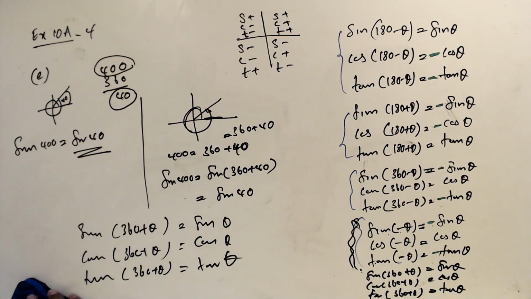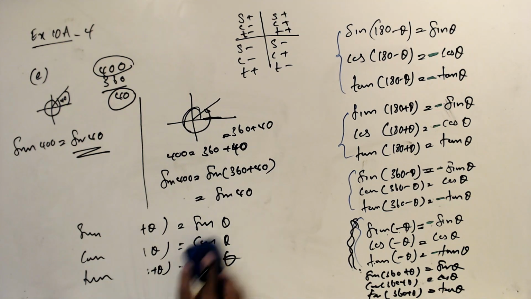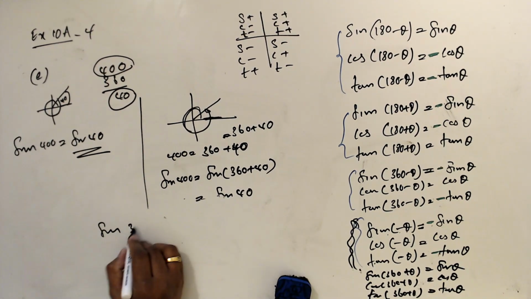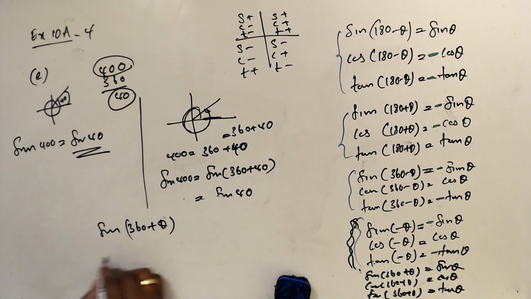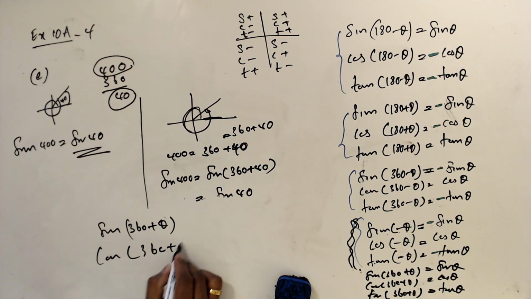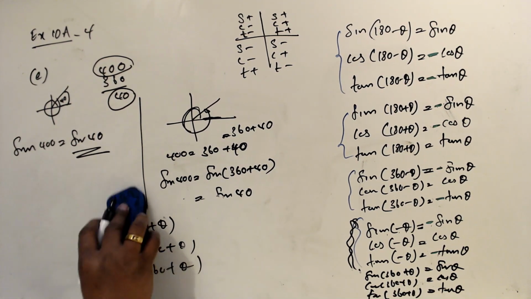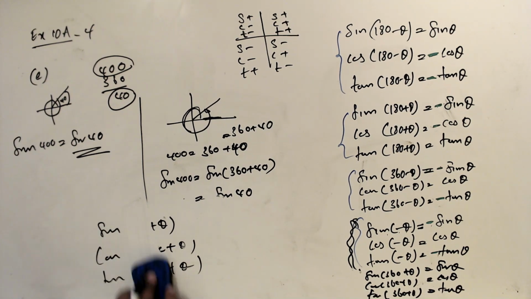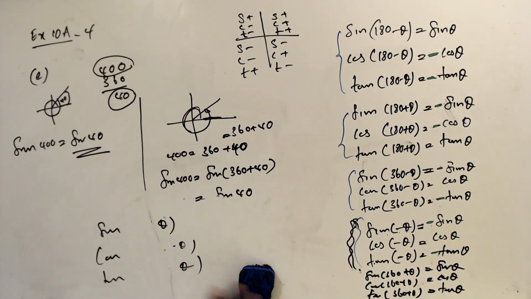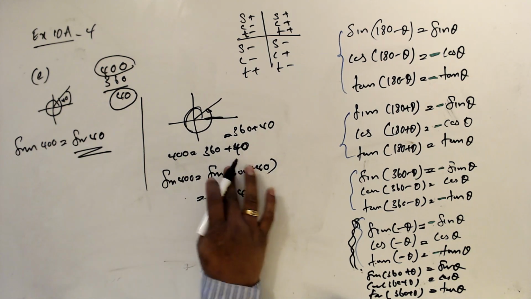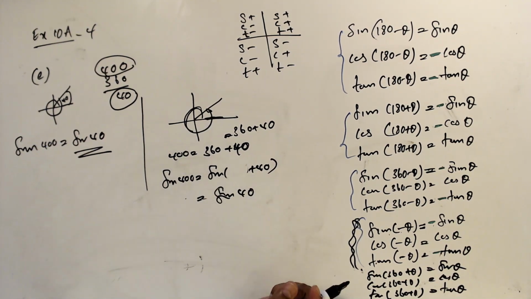You can simply erase the 360 and you will get the answer. Sine 360 plus theta, cos 360 plus theta, tan 360 plus theta: when you erase 360, that is your answer. So this is sine 360 plus 40. When you erase 360, sine 40 is the answer. Still the same, nothing different.